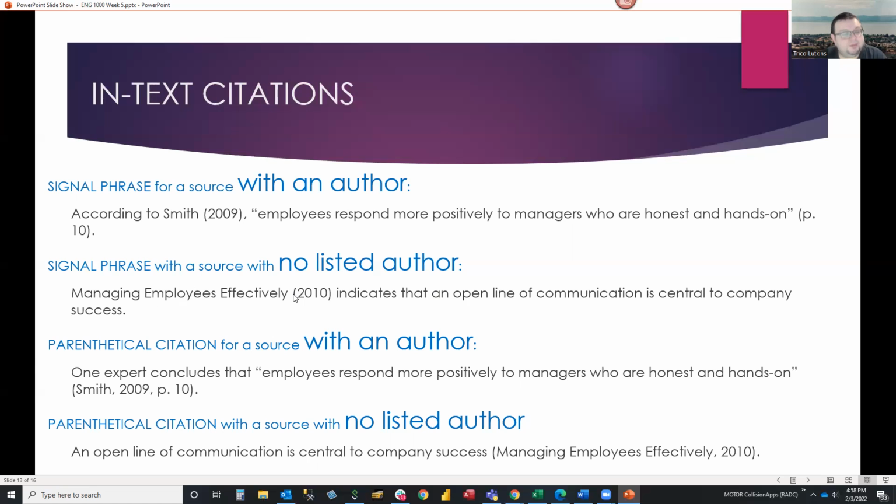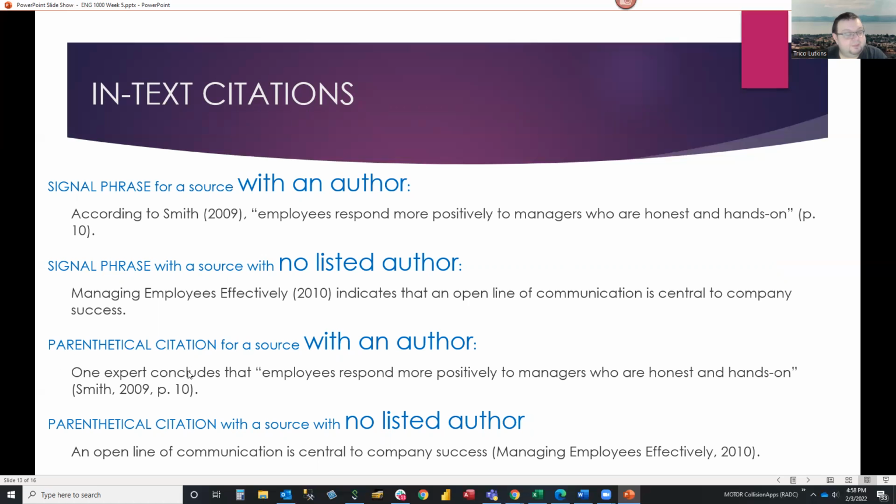About how to manage employees. So the sentence has the source here: Managing Employees Effectively. And then you'd have the year 2010, and then you would just continue on with your sentence. So it's like, this article or website, whatever this is, indicates that an open line of communication is central to company success. And then there's a parenthetical citation for a source with an author.